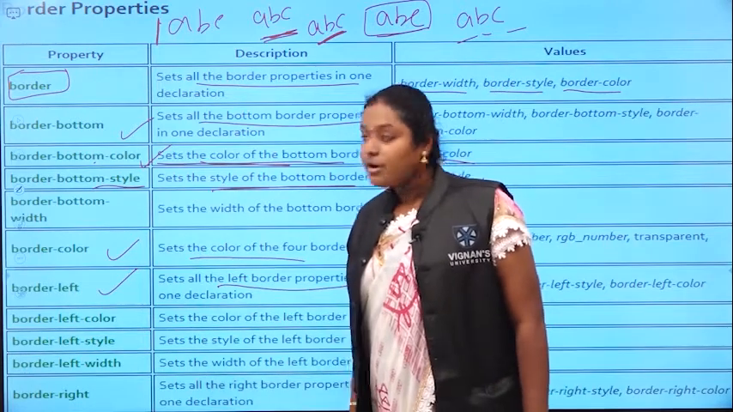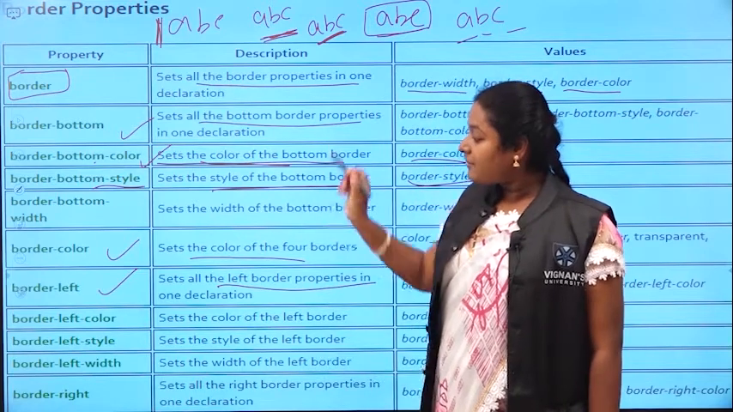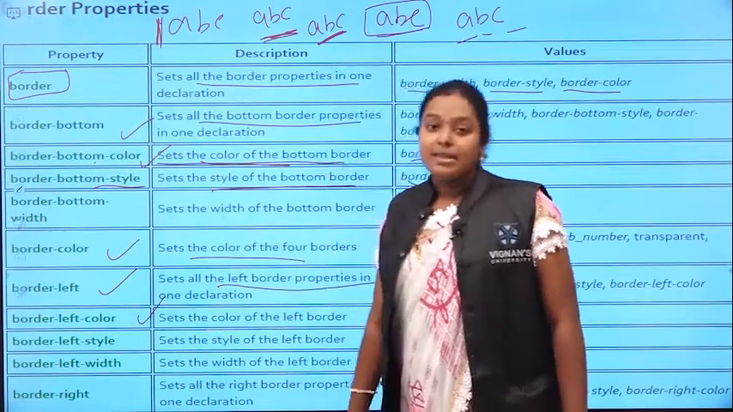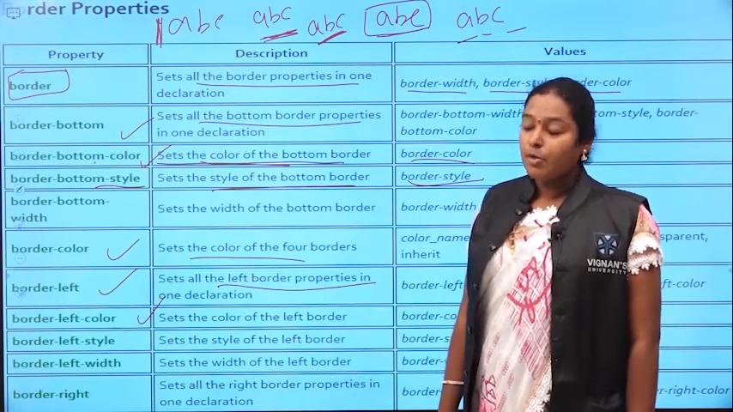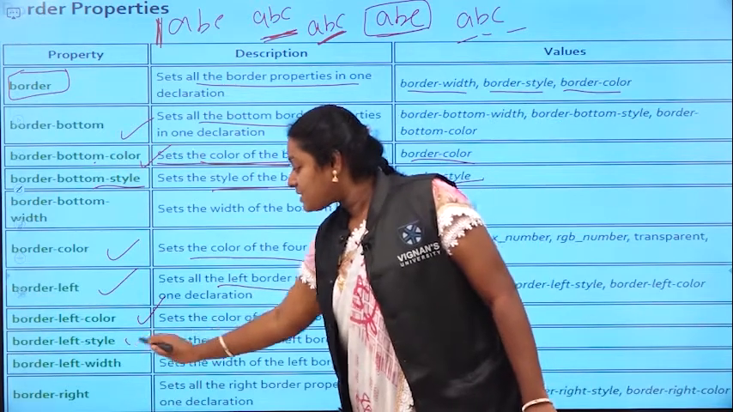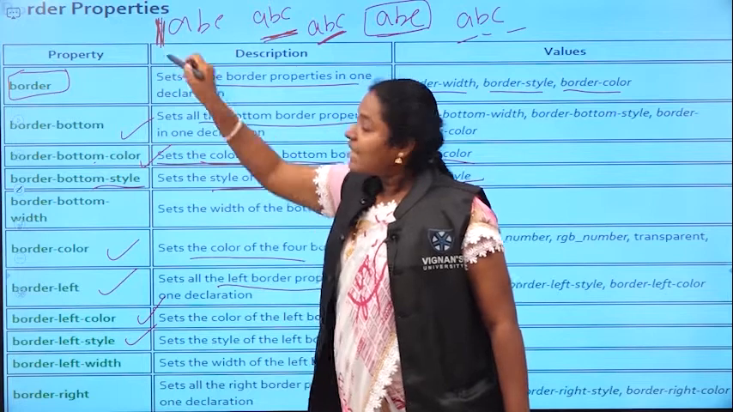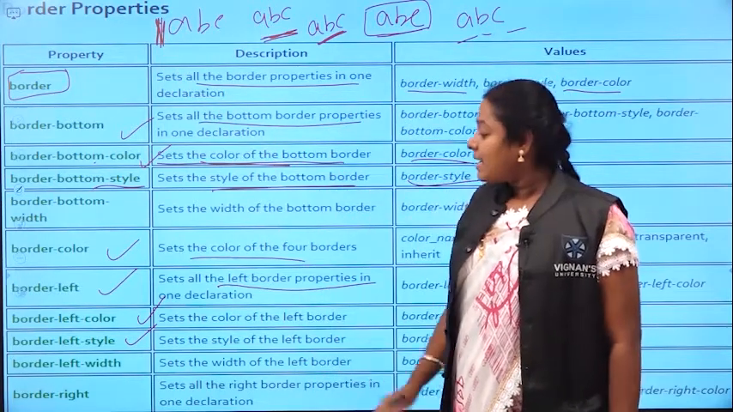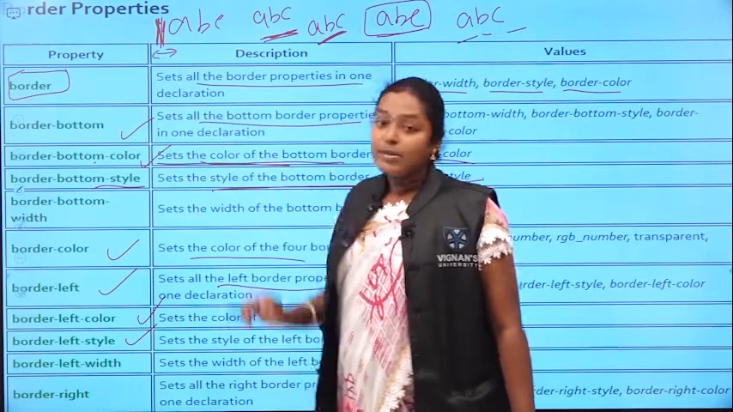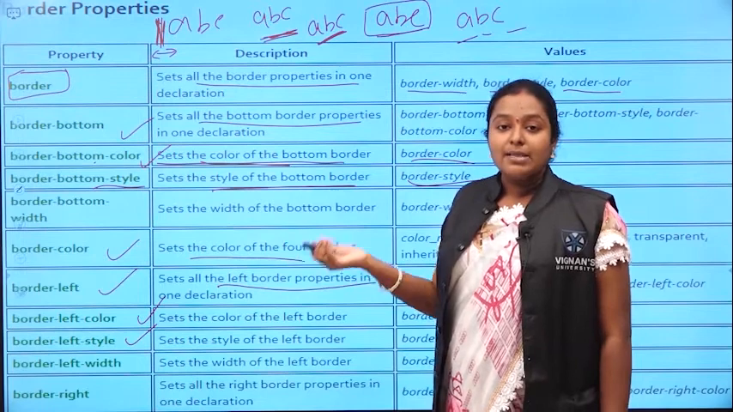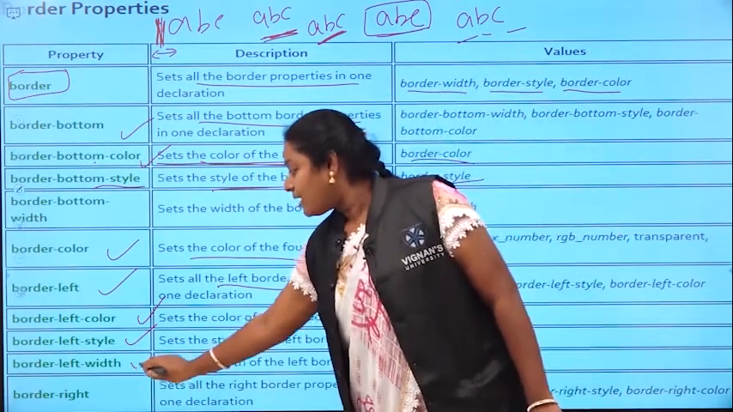Next, coming to the border left color. For this border left, you are able to apply a color with the help of border left color. The color may be the name of a color, like color equal to red, you can give to the corresponding property. Next, coming to the border left style. You are able to apply a different style to the left border, like it may be solid or some dashed line. Next, coming to the border left width. You are able to apply a width to this corresponding border, like you can give some value like 30 pixel width or 20 pixel width. You can give the corresponding border left width.